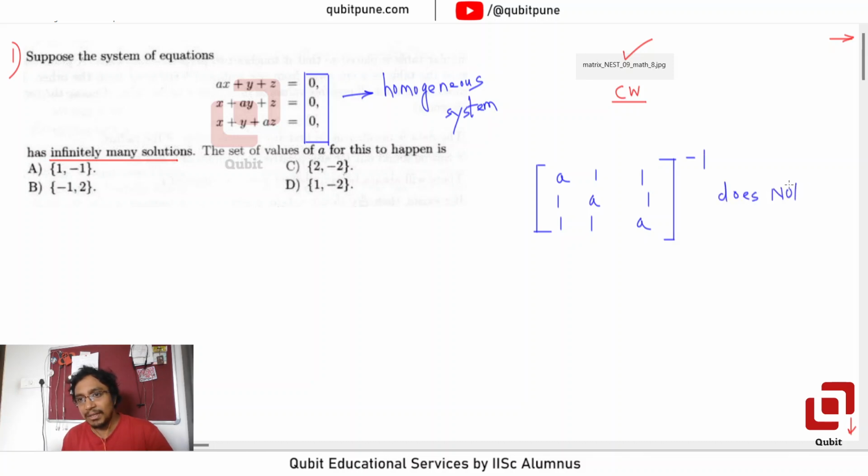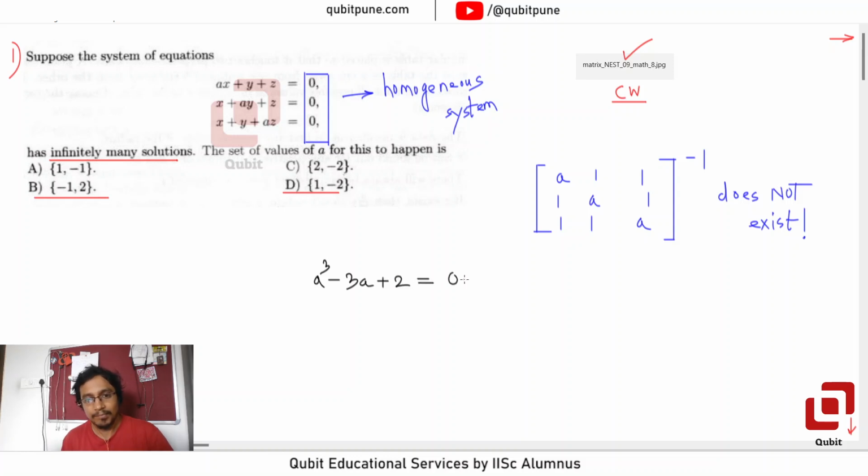Please solve it and tell me the values, and later on I will also tell you the speciality of that particular cubic polynomial that you are likely to get. So the answer is in between B and D: minus 1, 2 or 1, minus 2, because you'll get the cubic as a cube minus 3a plus 2 equal to 0.